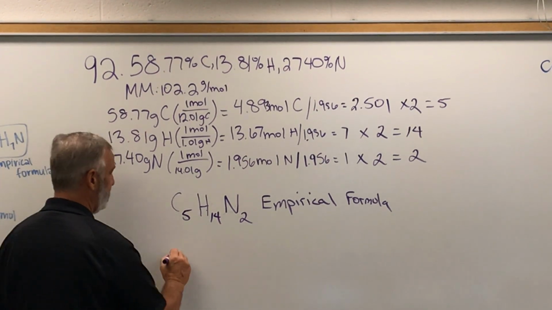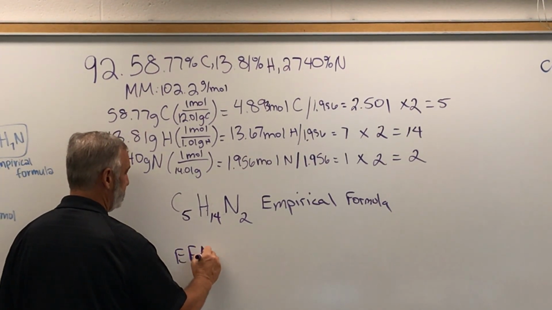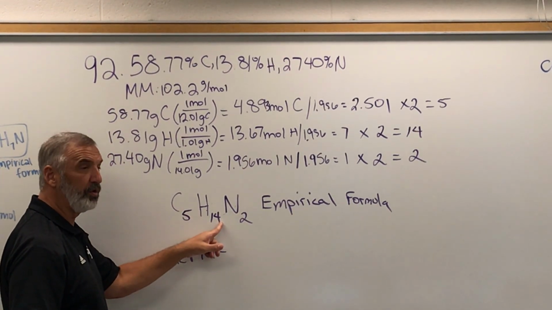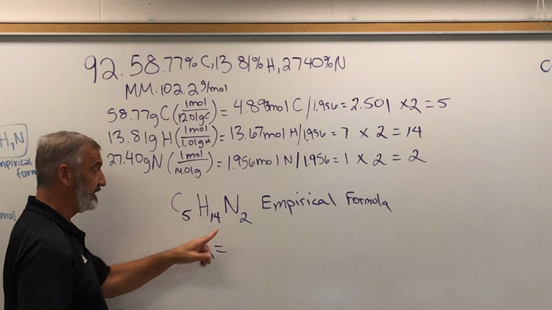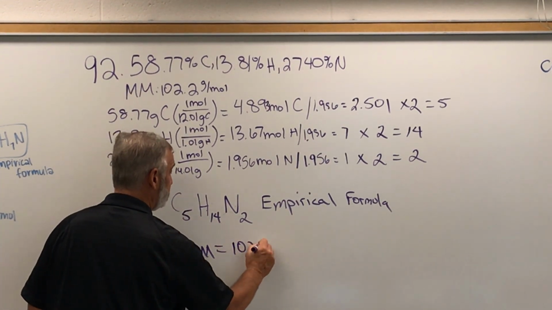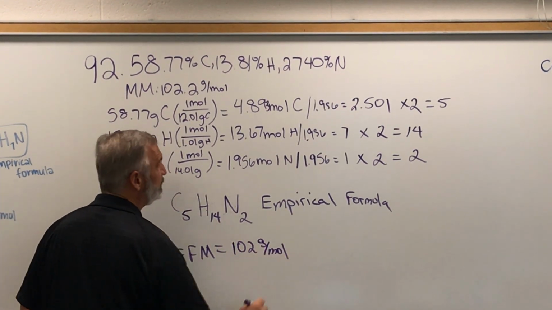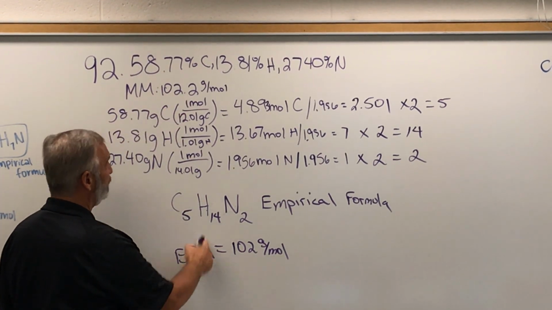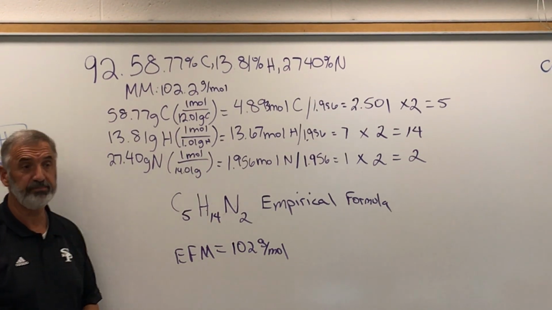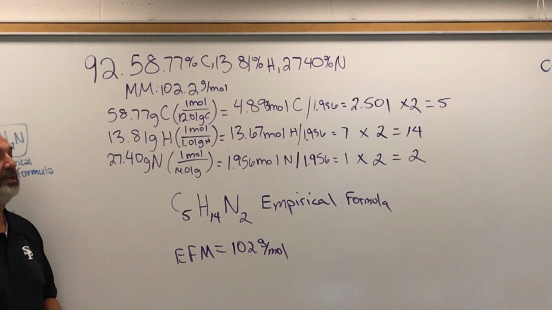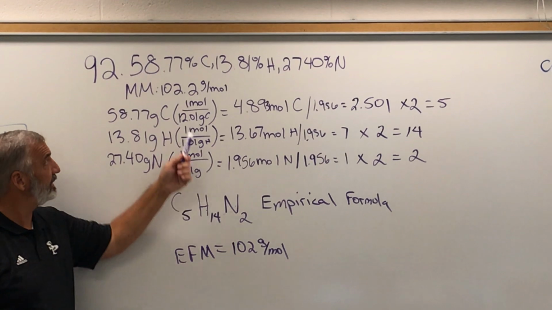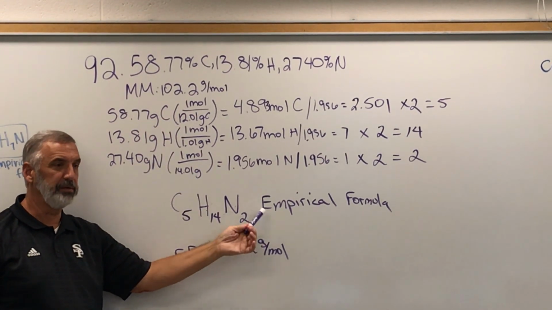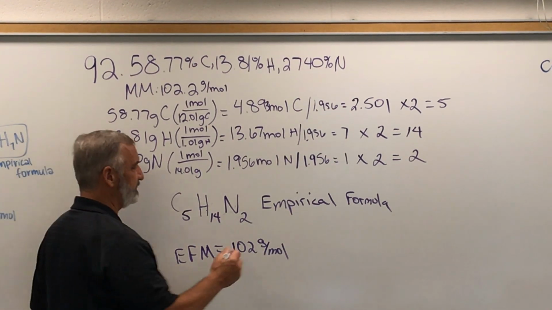Now, when you calculate the empirical formula mass of that, it's going to be 12 times 5 is 60, 74, 74 and 28 is going to equal 102 grams per mole. I don't need to be super accurate because it was only given as 102. So I can see that the empirical formula mass and the molecular mass are the same. Therefore, the empirical formula and molecular formula are also the same.